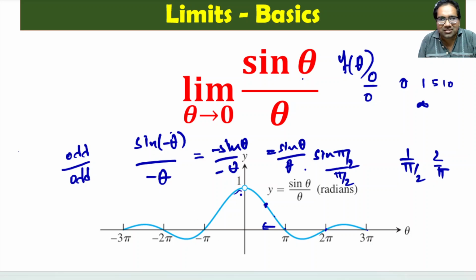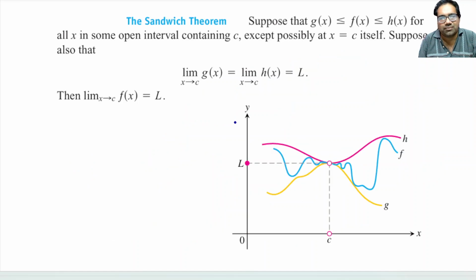But this is not a sufficient proof, right? The mathematicians don't accept this kind of proof. We need a more rigorous proof. To understand the proof, first we will understand the sandwich theorem. There is a beautiful sandwich theorem, a very intuitive theorem.